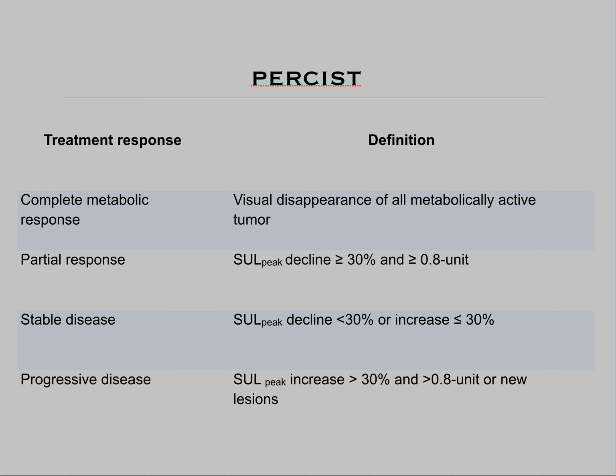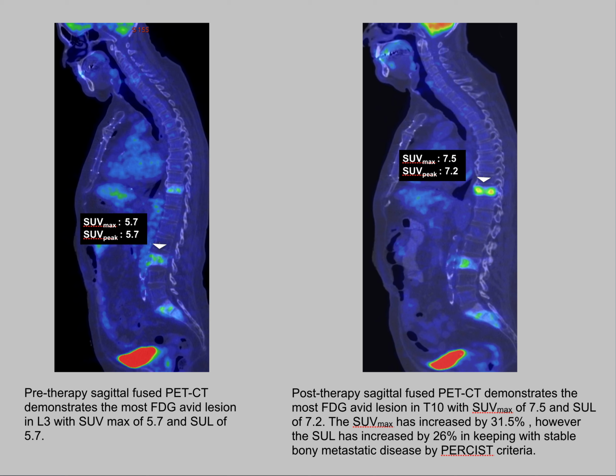30% is an easy number to remember, and again, additional cutoffs were set to make sure that these changes were meaningful. So this is an example of applying PERCIST treatment guidelines. On the image on the left before therapy, we see the hottest tumor in the L3 vertebral body. However, after therapy, the hottest tumor is actually in the T10 vertebral body. And when we're looking at the SUL peak, the change is 26%, which is below the 30% cutoff. So this is stable disease by PERCIST.